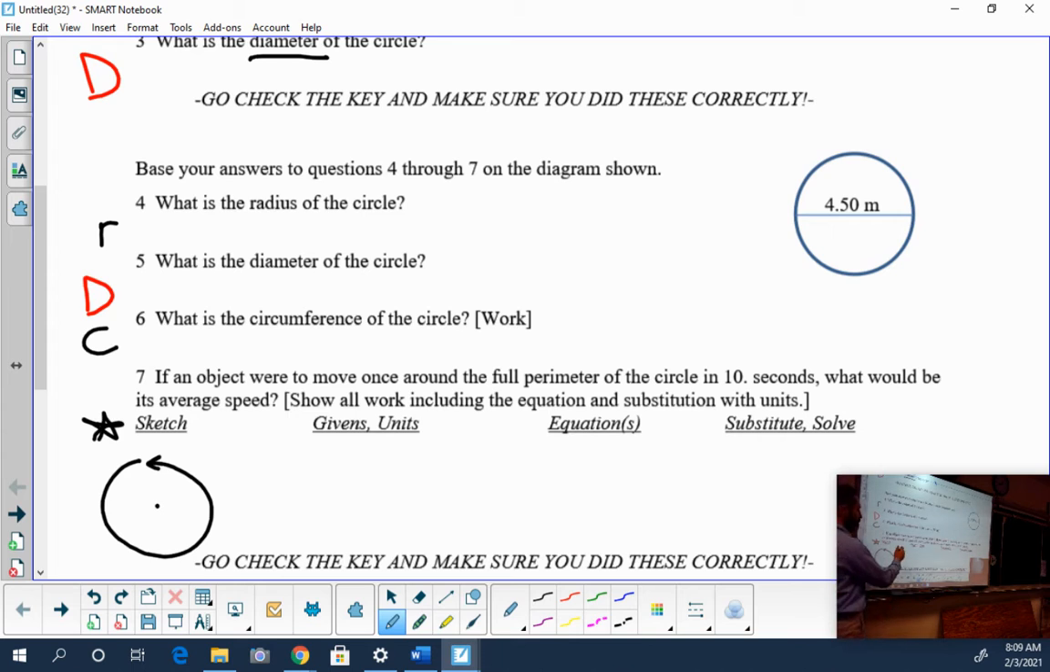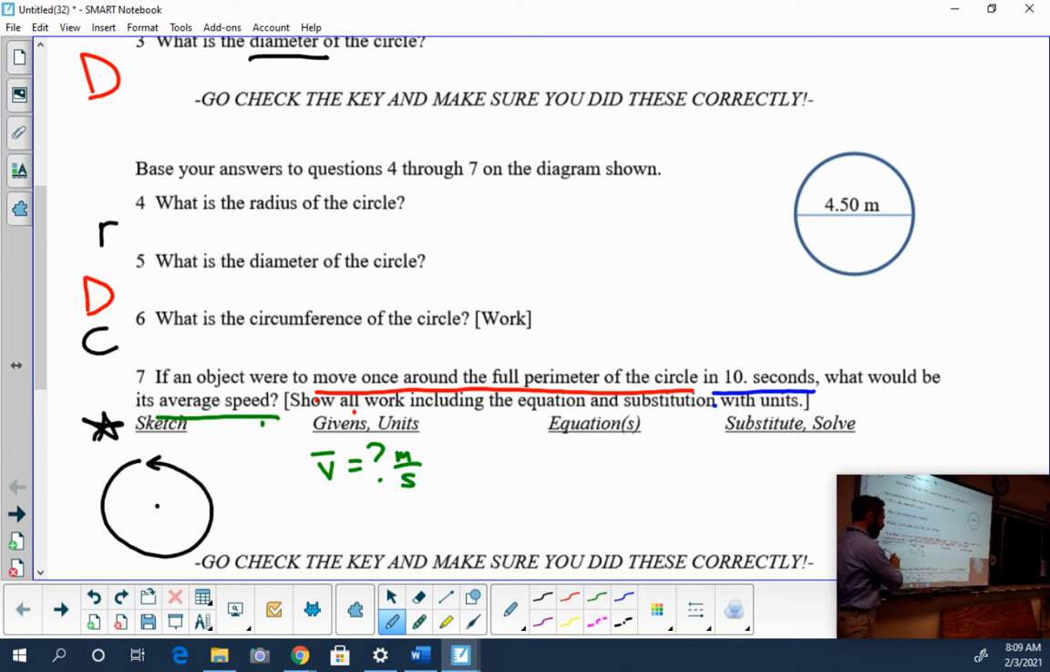Okay, so an object were to move once around the full perimeter of the circle. So let's start writing out what we got here. So it's going to move once around the full perimeter of the circle in a time of 10 seconds. What would be its average speed? All right. Well, it's not a bad thing to start with your question mark given. They're asking for average speed.